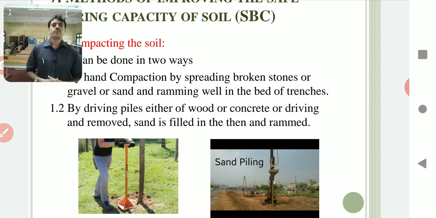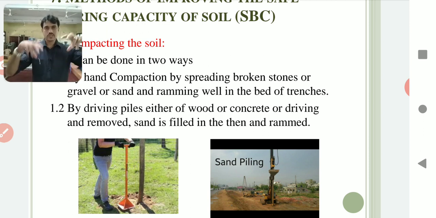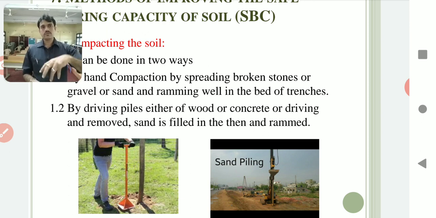So what we do is, by using some mechanisms, machines, we drive the piles into the soil and then again we remove them back, and again the hole is created there. That hole is filled by sand and rammed once again. So we are going to call this sand piling. Very simple. First we drive by using machines and then we remove those piles.